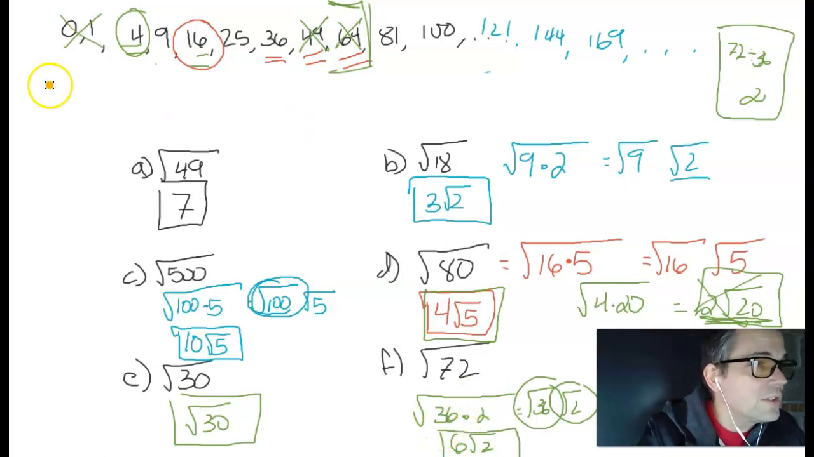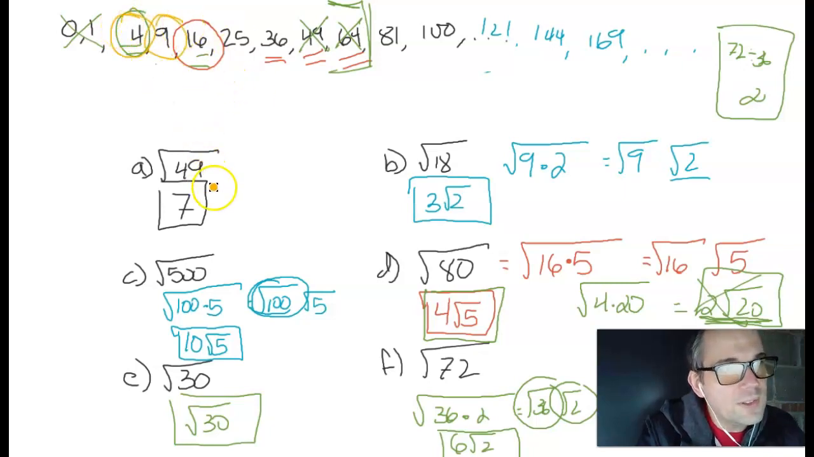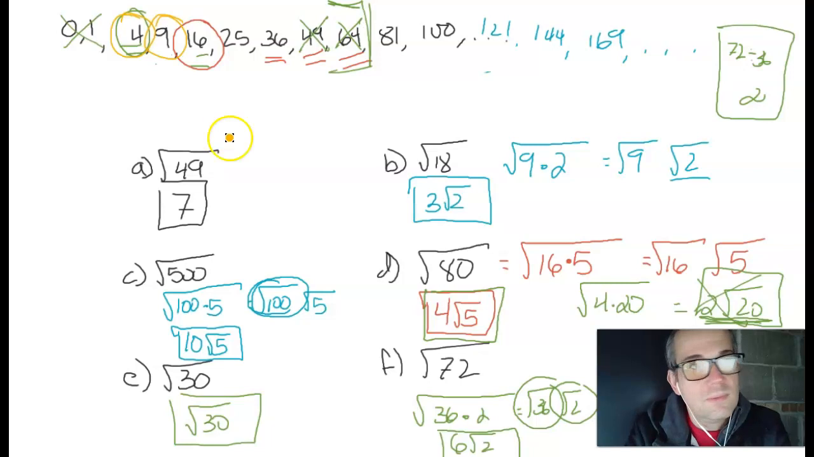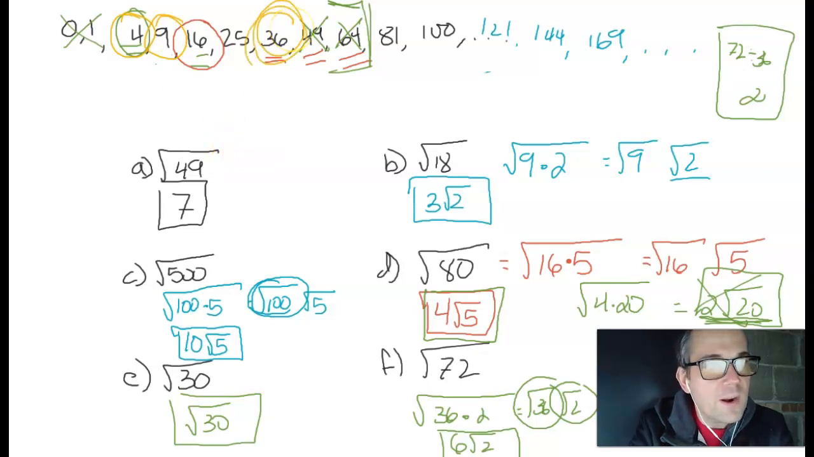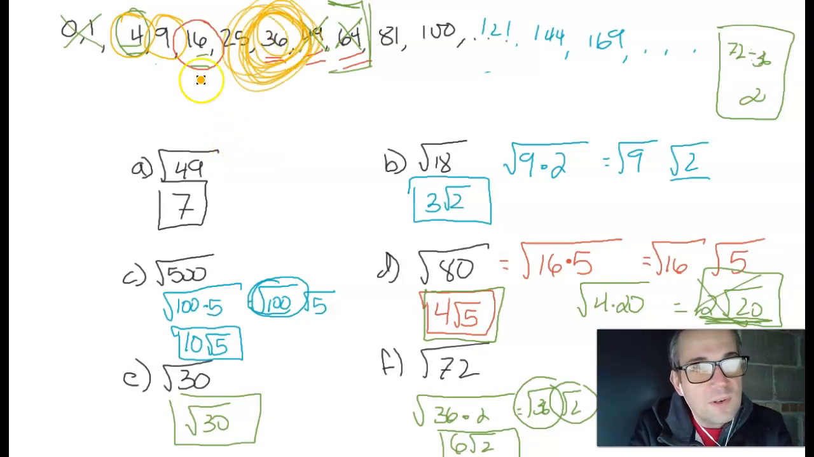Again, if you were thinking to yourself, but Mr. Depsic, 4 goes into 72 and 9 goes into 72, they do. But I want the biggest perfect square that goes into 72 if I want my answer to be 100% correct.